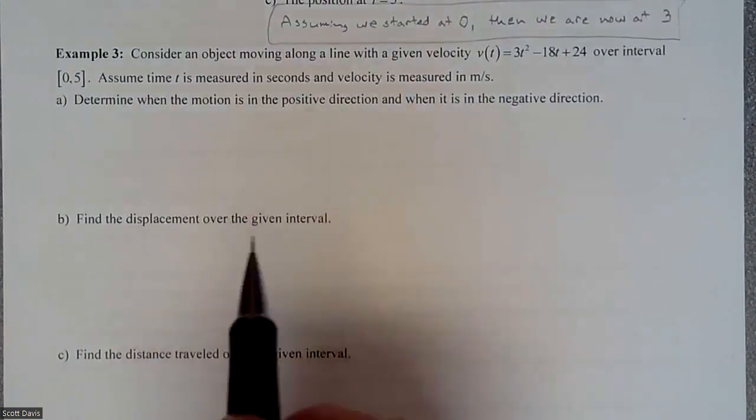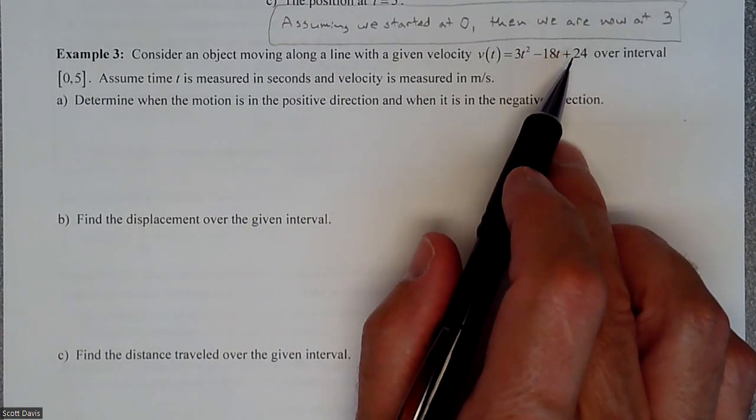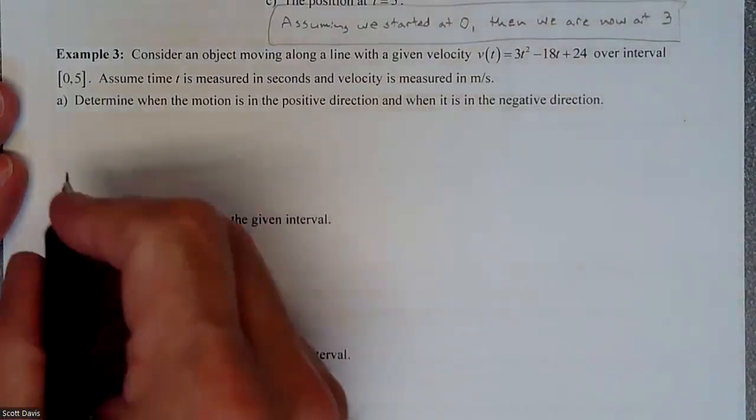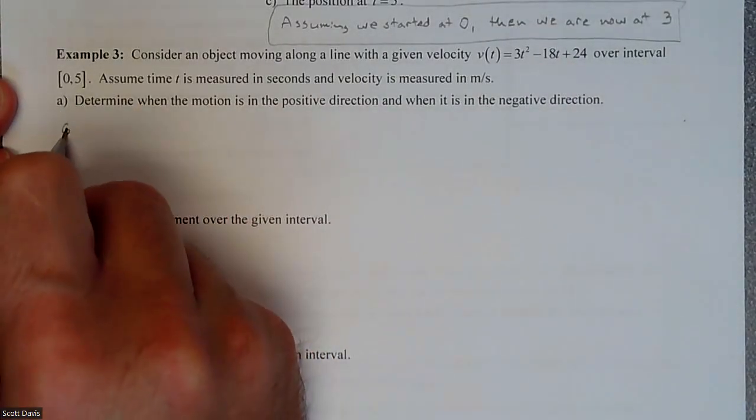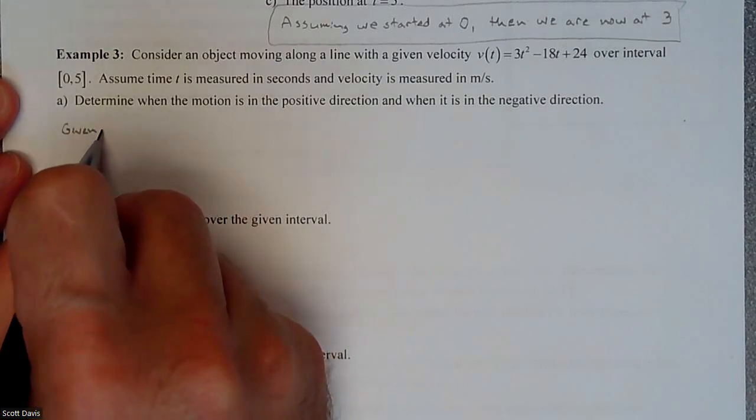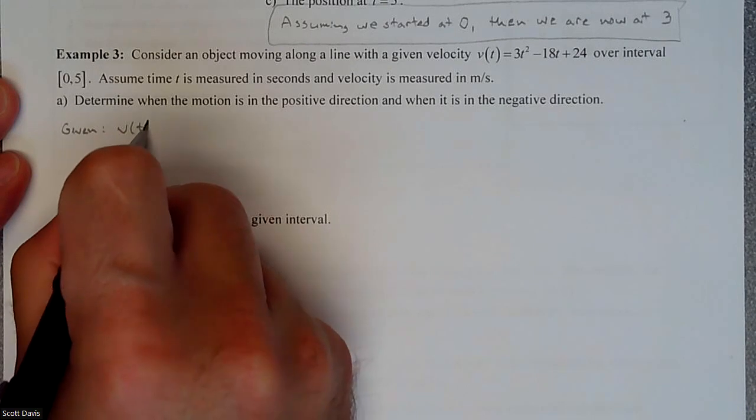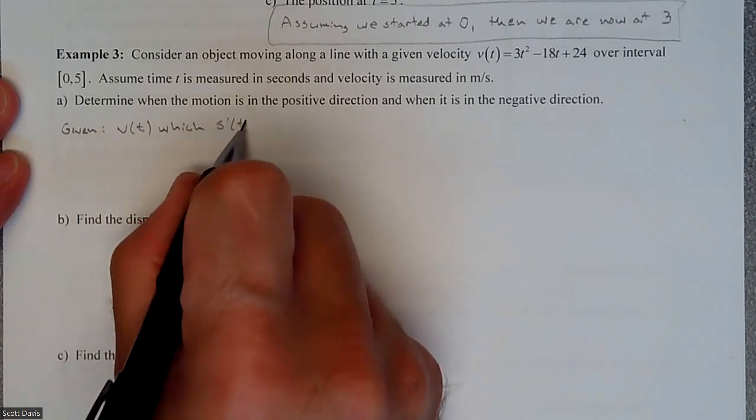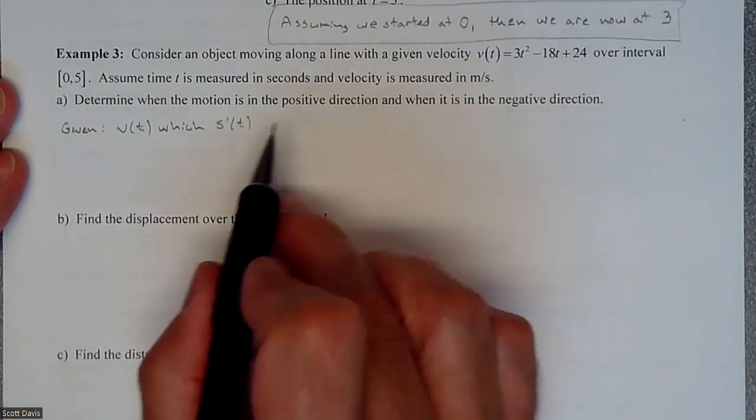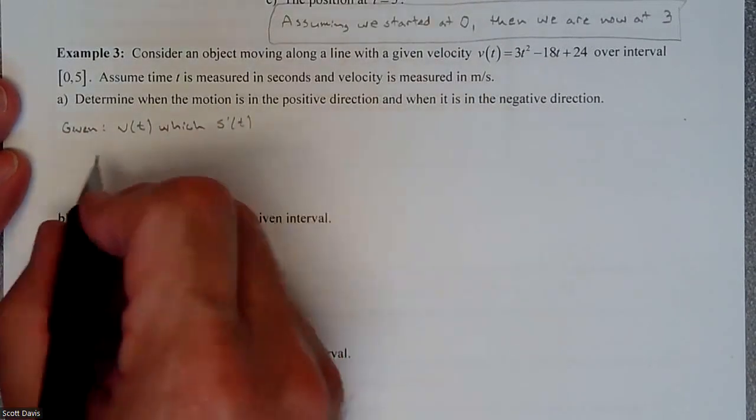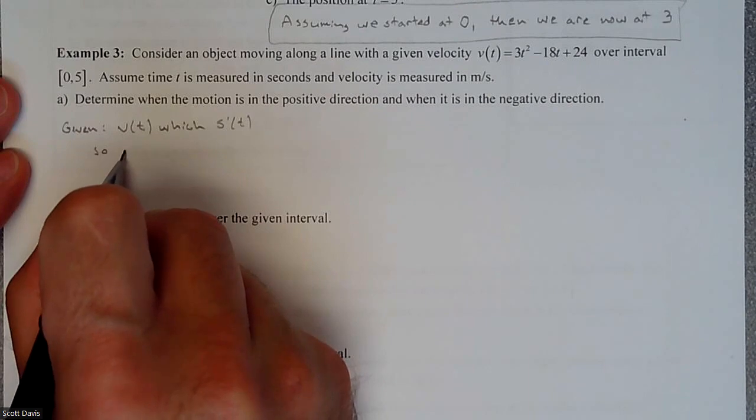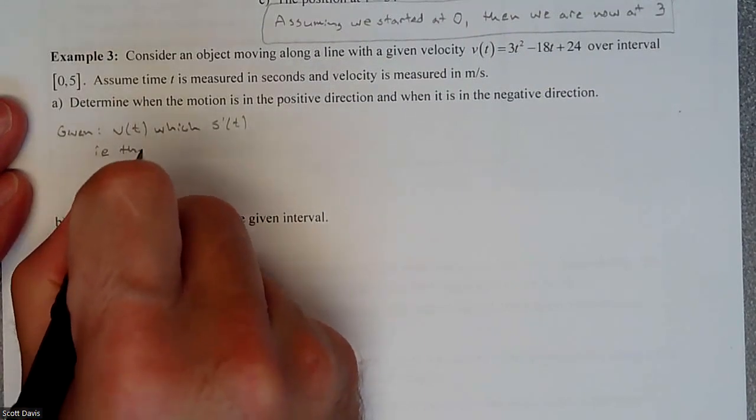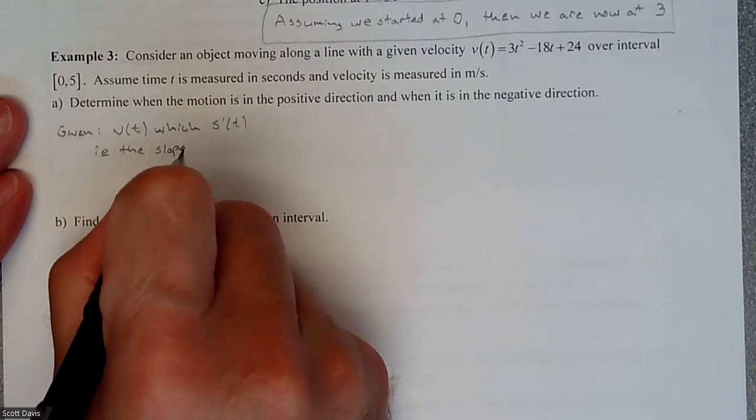So for a positive direction, we need to know when the velocity equation is positive and when the velocity equation is negative. So we are given V of t, and don't forget that V of t is the slope equation for our original position. So a positive direction is going to represent a positive slope, which is a positive velocity, i.e. the slope equation.